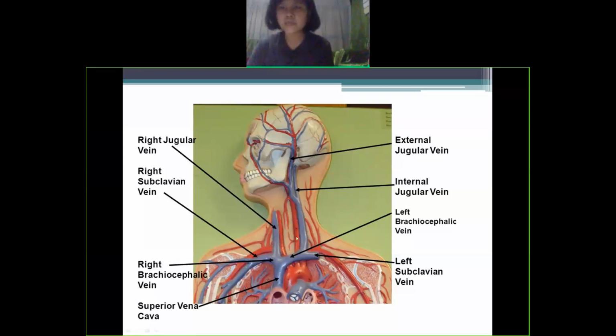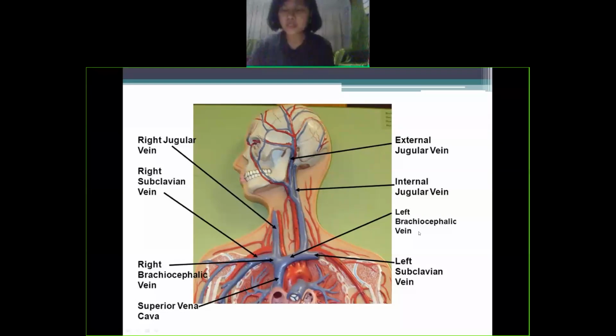This is the internal jugular vein, and as it comes downwards, you will find this subclavian vein. It is divided into two parts, the right and the left subclavian vein. Understand? And you will find here the left brachiocephalic vein, that is this, and the right brachiocephalic vein, this one. This is the right brachiocephalic vein, and this is the left brachiocephalic vein.